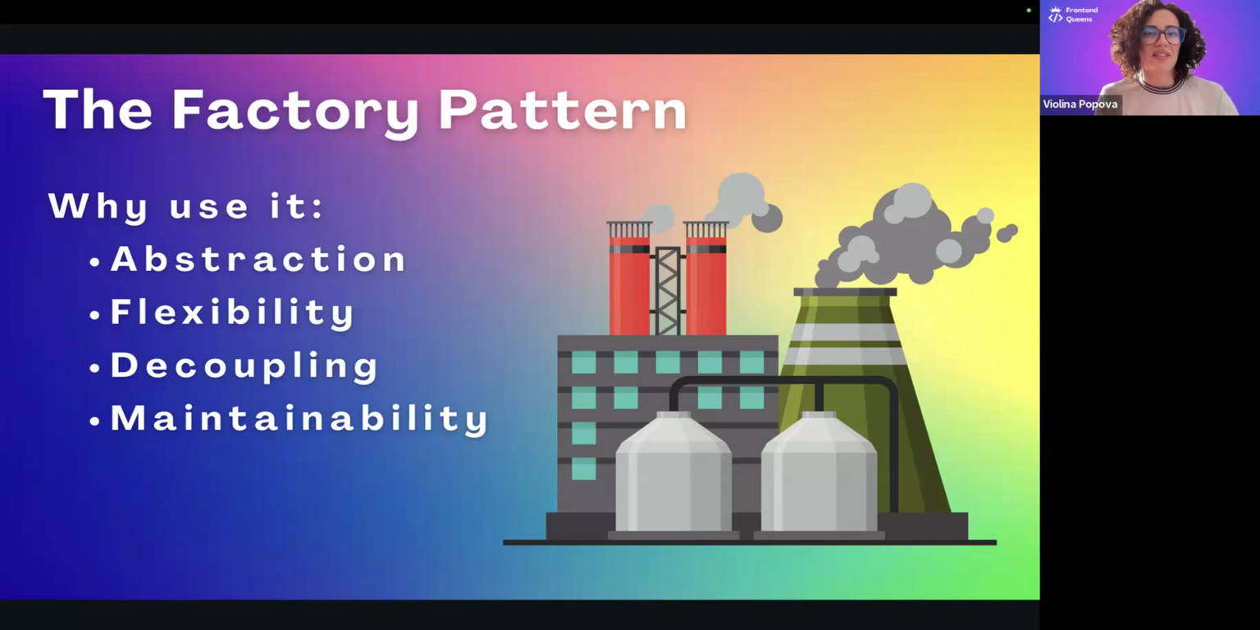Why would we use this? Well, it offers several advantages. First, it abstracts the object creation process. The client code doesn't need to know the details of how an object is created. It just asks the factory for it. This makes the code more flexible because you can easily add new types of objects without changing the code that uses them. It also decouples the object creation from the rest of your application, and it makes your code easier to maintain because all the object creation logic is centralized.